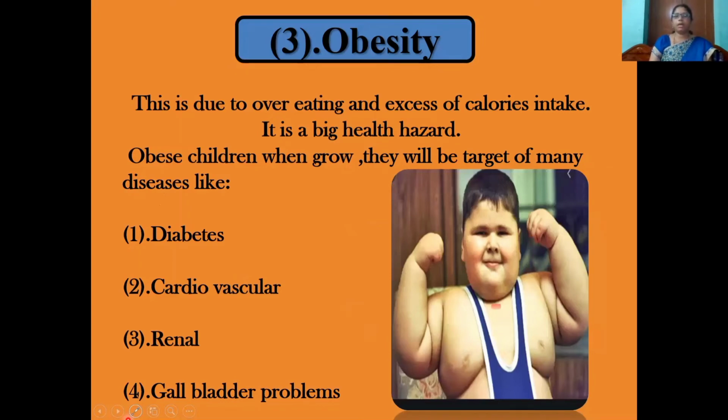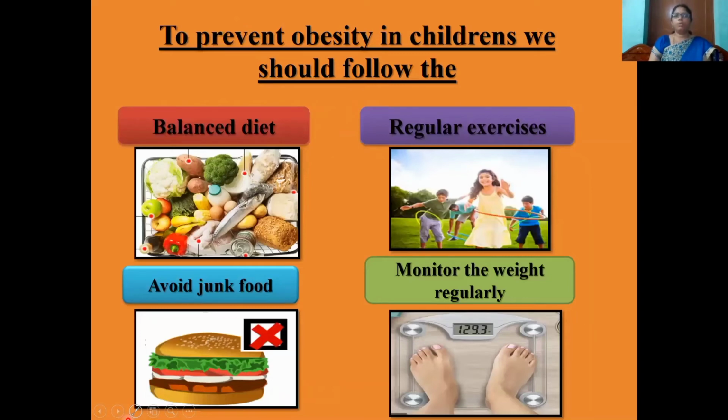It is a big health hazard. Obese children, when they grow, will be a target of many diseases, like first one diabetes, second one cardiovascular problems, third one renal problems, and fourth one gallbladder problems. Eating junk food and other bad food habits lead to obesity. To prevent obesity in children, we should follow a balanced diet, avoid junk food, do regular exercise, and monitor weight regularly.